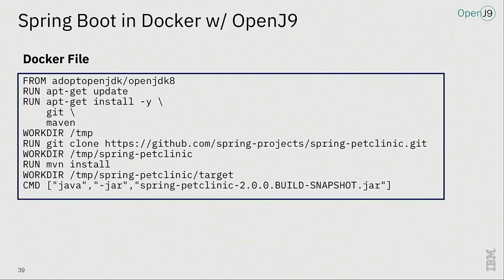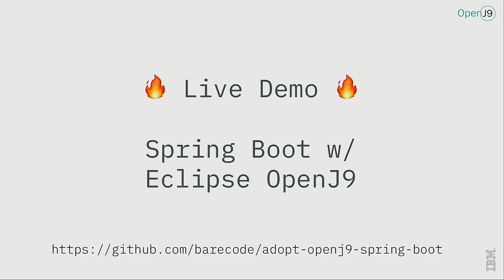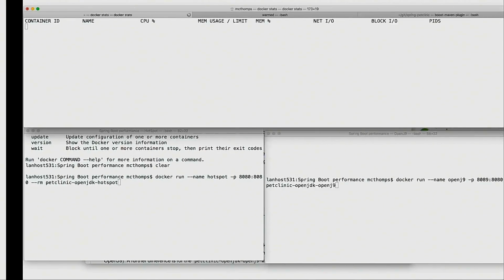All right, so what's relevant for the demo? So we have a Dockerfile that we're using for this demo. It is based on builds from Adopt. It will basically grab all of the things that you need. It'll do a git clone inside the image. It'll build out Spring Pet Clinic, and it'll run it. So it's self-contained. We're going to compare and contrast an OpenJDK 8 build, which is using HotSpot, with OpenJDK 8 with OpenJ9. So let's actually go over and do that.